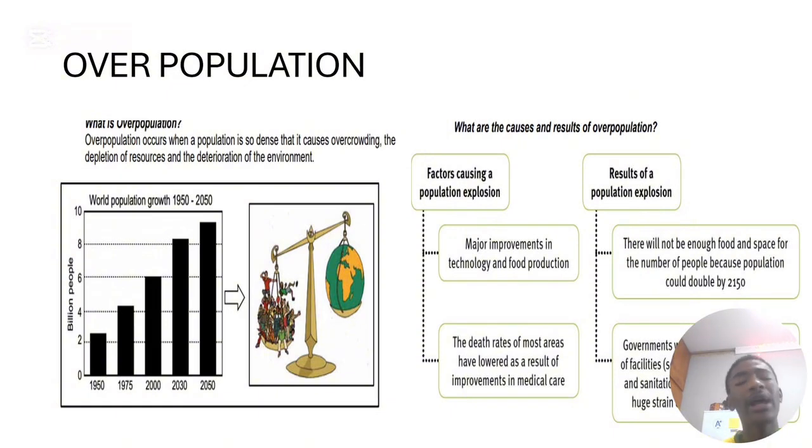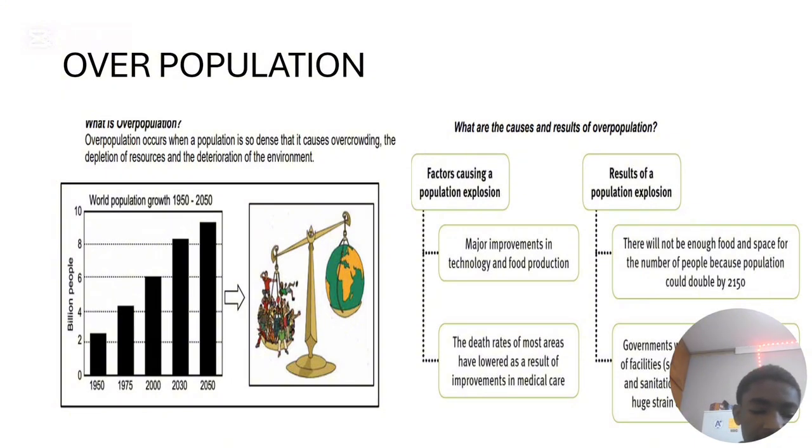Now, what will happen to these areas when they are overpopulated, right? Let's discuss them. There will not be enough food and space for the number of people, because the population could double by size. That's that one, right? So as I've discussed, the factors causing population explosion and the factors that result from population explosion. Now let's move to the ninth slide here.